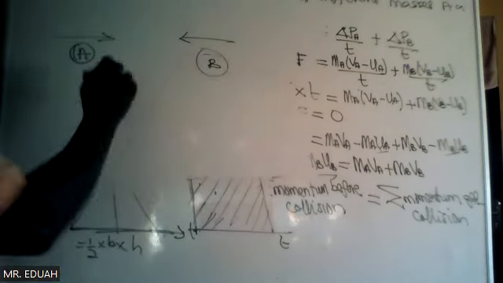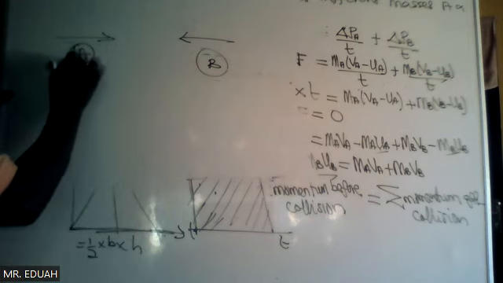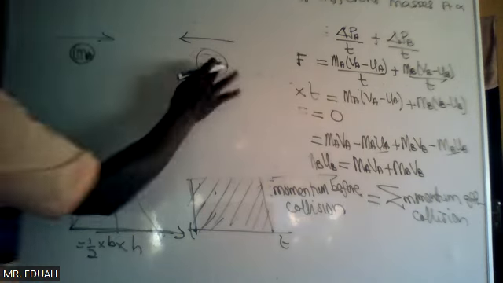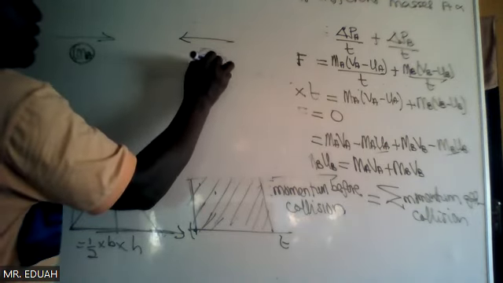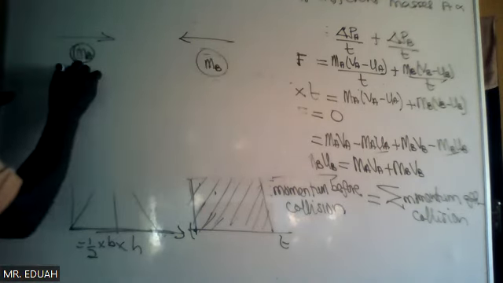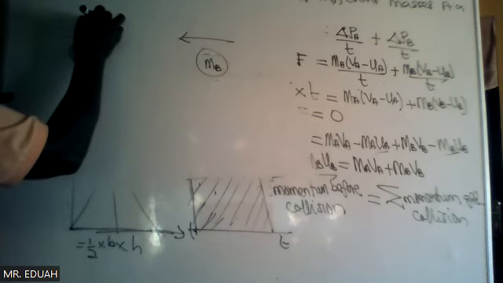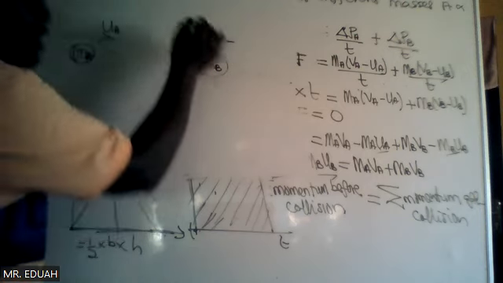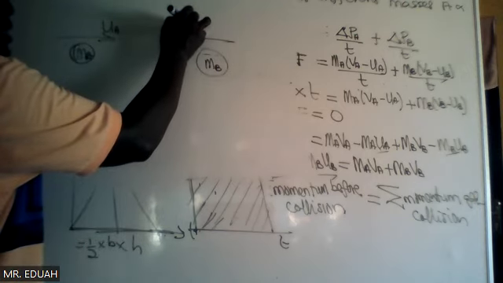Now, assuming that this is the mass of A, MA, and this is the mass of B, MB, A is with a velocity UA, and B is with a velocity UB.